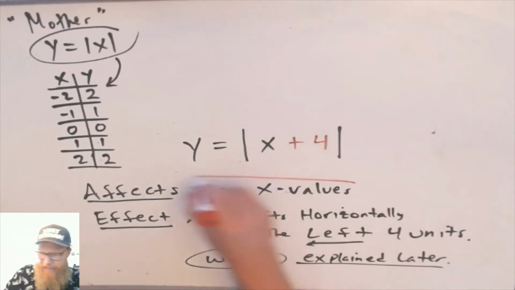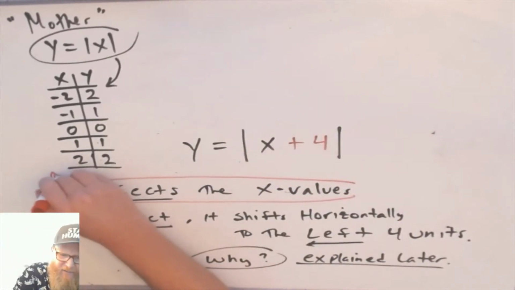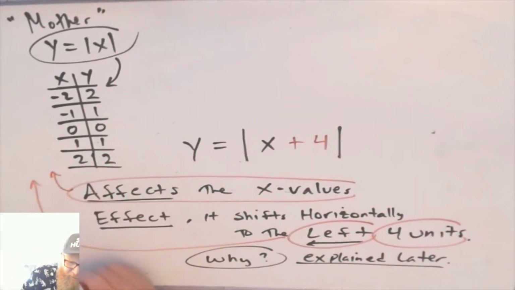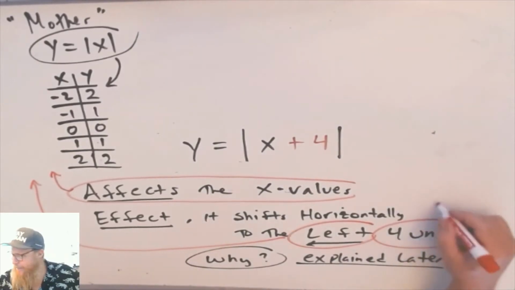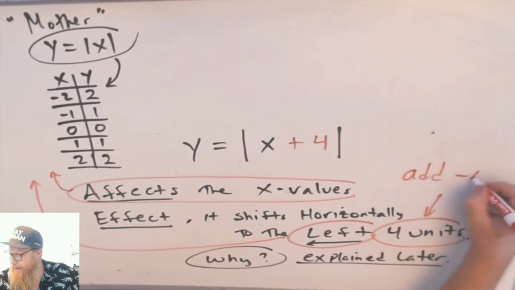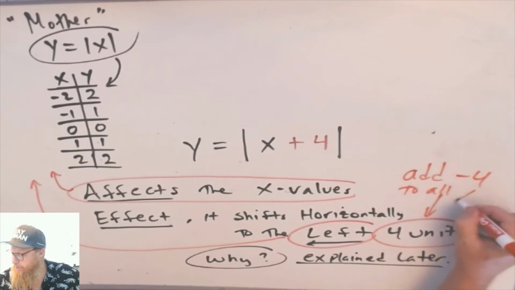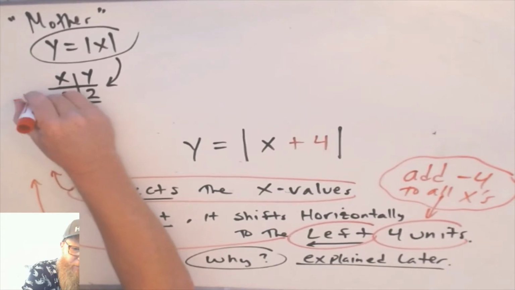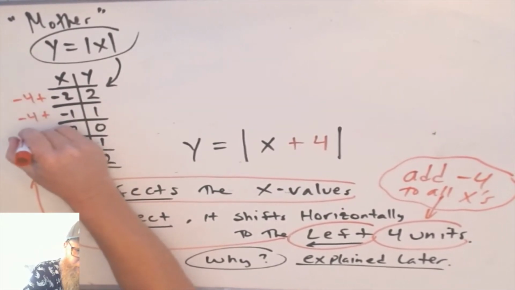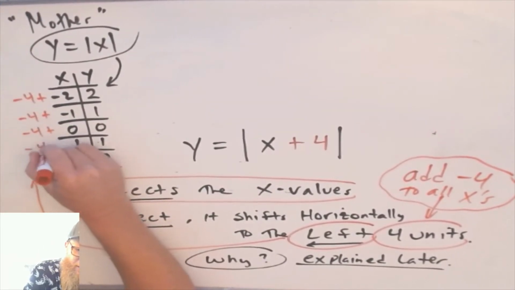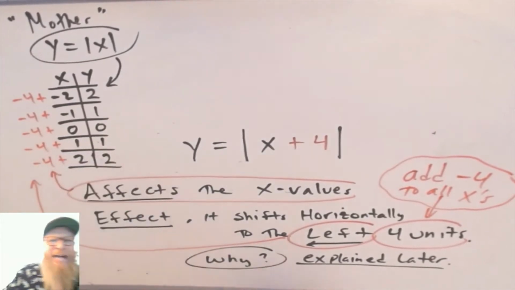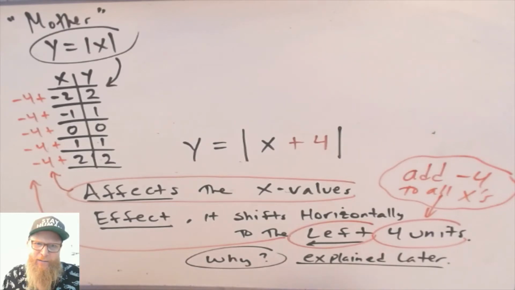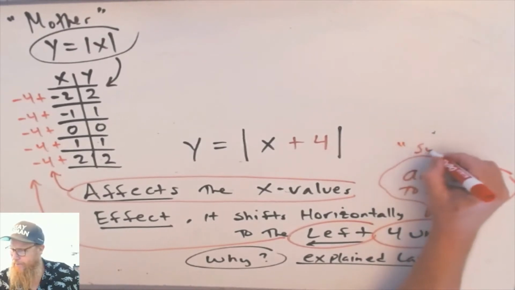All right, so at this time, it's going to affect the x values, and it's going to go left 4 units. So we are going to add -4 to all the x's. Notice that I said add -4. I didn't say subtract.